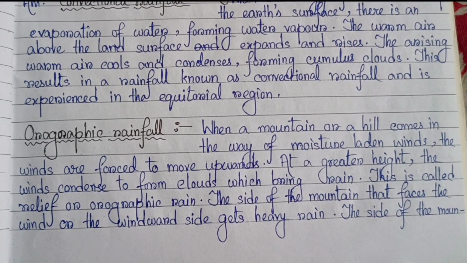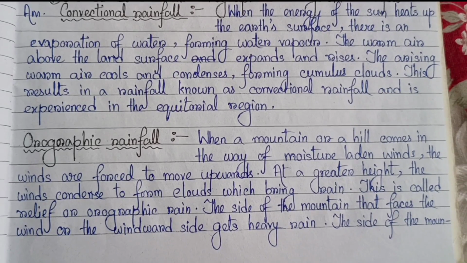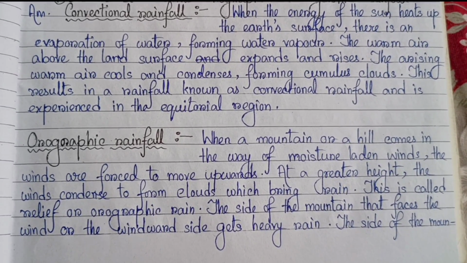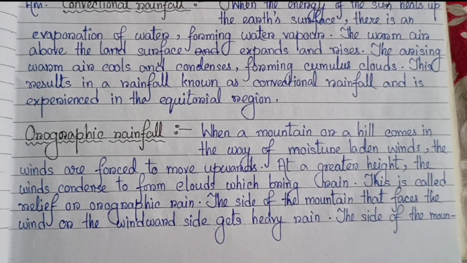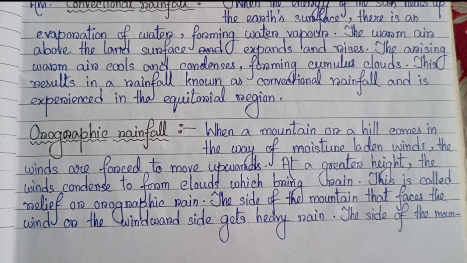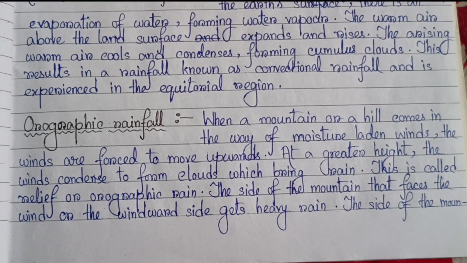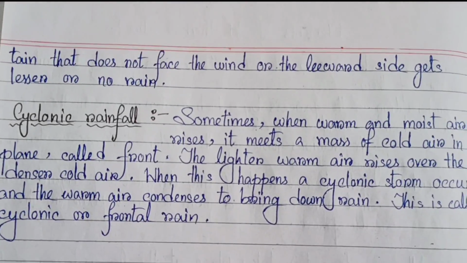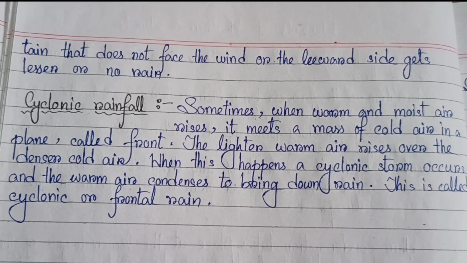Orographic rainfall. When a mountain or a hill comes in the way of moisture-laden wind, the winds are forced to move upwards. At a greater height, the winds condense to form clouds which bring rain. This is called relief or orographic rain. The side of the mountain that faces the wind, or the windward side, gets heavy rain. The side of the mountain that does not face the wind, or the leeward side, gets lesser or no rain.